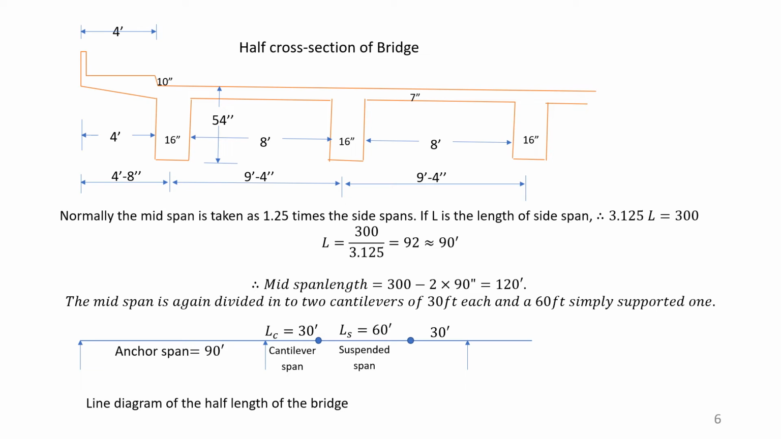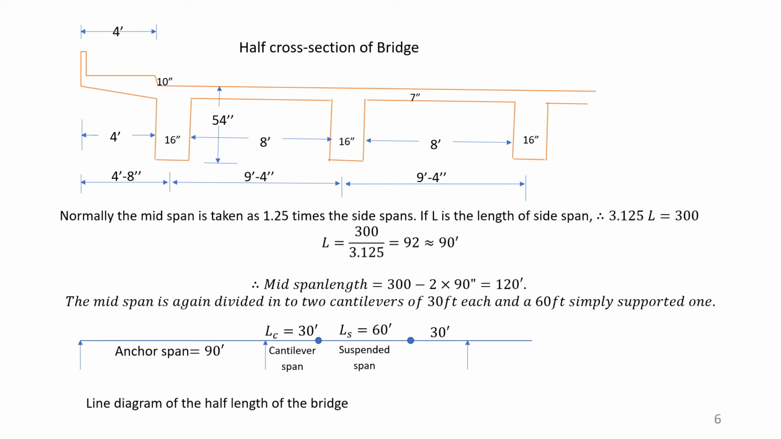span on the cantilever. This is supported by the cantilever ends on both sides, and this is 60 feet, which is equal to the girder bridge we have learned previously, a simply supported 60 feet span. The right cantilever is 30 feet, and the last span is 90 feet.